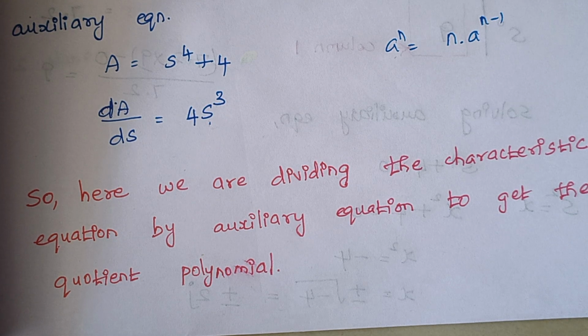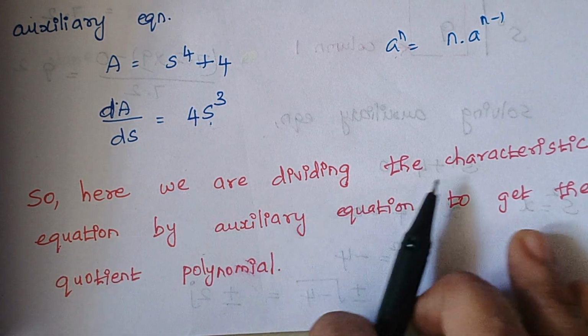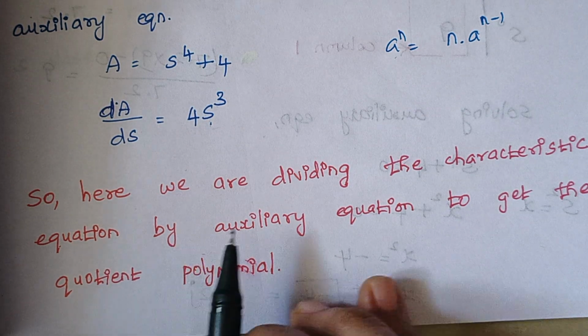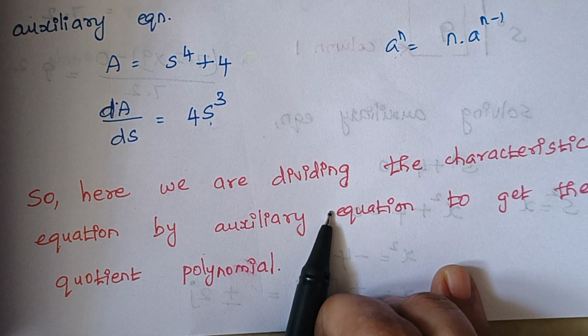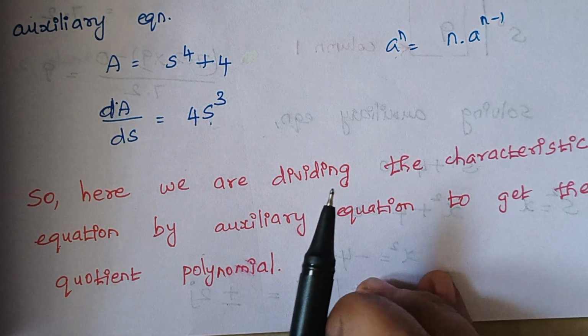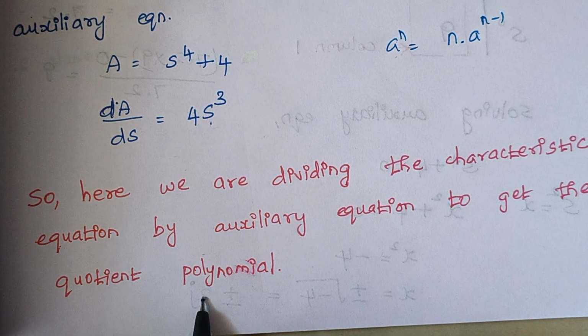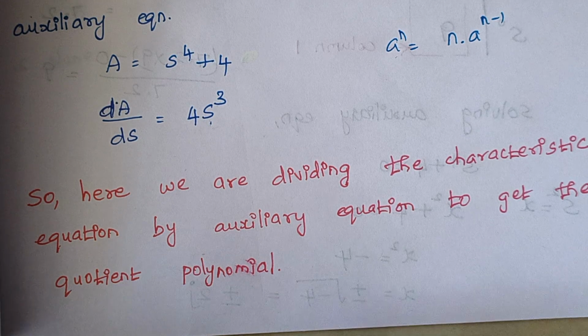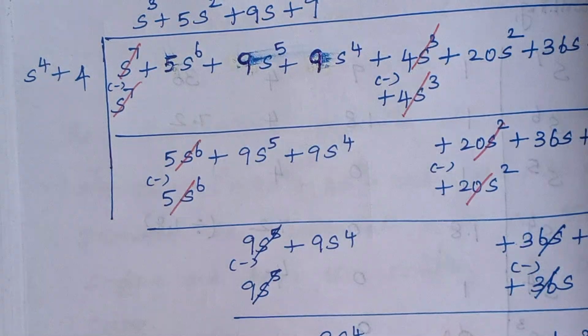So what to do? Therefore we divide the characteristic equation by the auxiliary equation, right? Now we are going to do a division, to get the quotient polynomial. With the quotient polynomial, it is easy for us to complete our Routh array. So this is quite a different problem. That is, even after differentiating and finding an auxiliary equation, and substituting, we are getting again a row of zeros. So this is a typical problem.